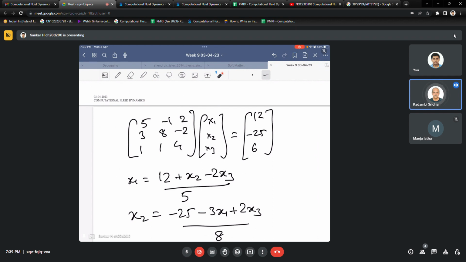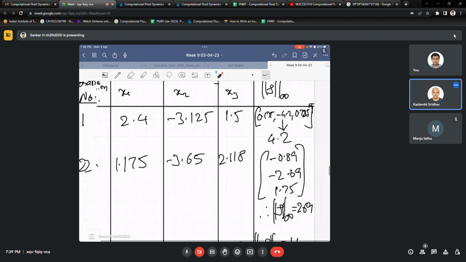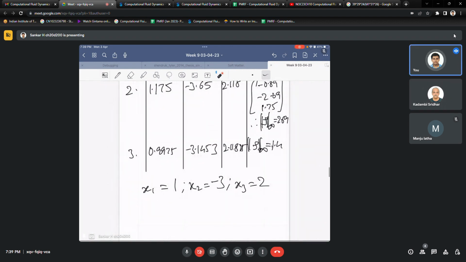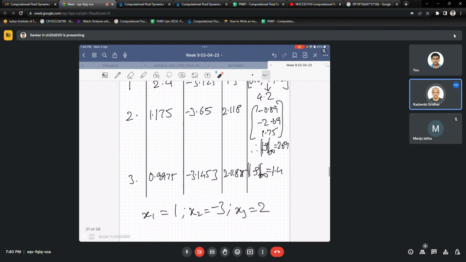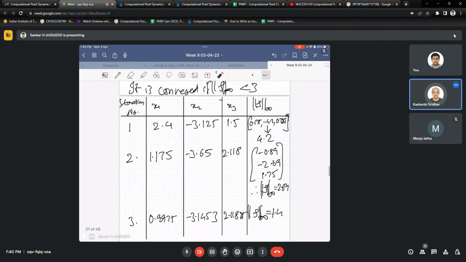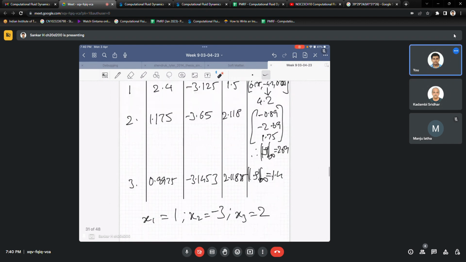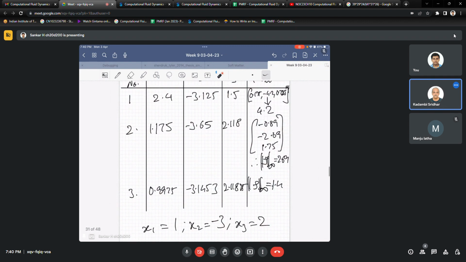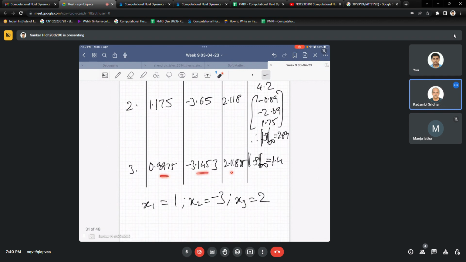I'm getting 1, minus 3.15, 2.12 at the third iteration. What are your seed values, 0, 0, 0? Yes, my initial guess was 0, 0, 0. I am getting, in the third iteration, 1, minus 3.15, 2.12. Yeah, that's close enough.